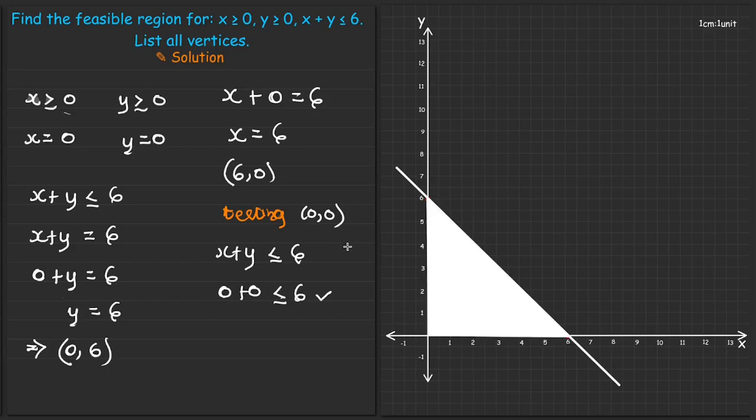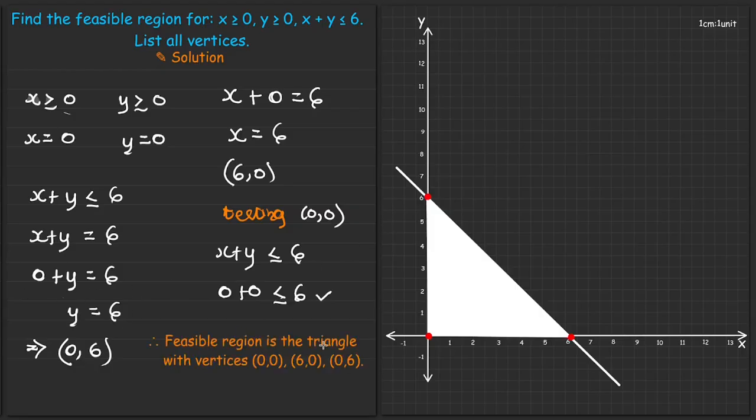Now our task was to list all the vertices. This is something we would be needing as we solve more complicated word problems. So talking of the vertices, we simply mean the corners. So this one here is a vertex, and then this particular point is also a vertex. And you remember I said the origin is also the vertex, but when it comes to optimization, we don't really use it. Okay, so if I'm to write out our vertices, I'll simply say the feasible region is this triangle with vertices (0, 0), (6, 0), and (0, 6). That is all for this question.